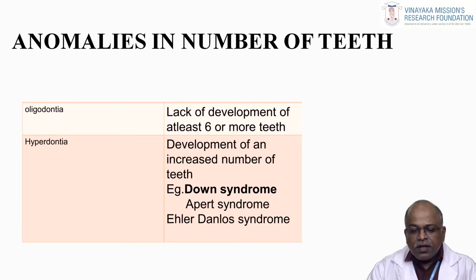Oligodontia means lack of development of at least 6 or more teeth. Hyperdontia refers to development of an increased number of teeth. Hyperdontia can be seen in Down syndrome, Apert syndrome, and Ehlers-Danlos syndrome.